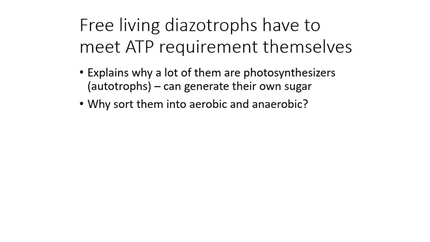But not all diazotrophs are symbiotic. Some are free-living, and if you're a free-living diazotroph, you have to meet the ATP requirement of fixing that dinitrogen gas into ammonium all by yourself. This explains why a lot of free-living diazotrophs are photosynthesizers or autotrophs. They can generate their own sugar so that they can break it down when they need to in order to meet that ATP requirement. But earlier we sorted free-living diazotrophs into aerobic organisms and anaerobic organisms. So why did we do that?